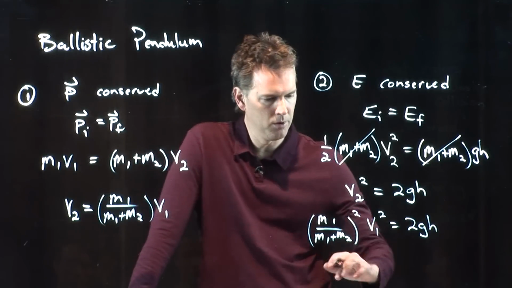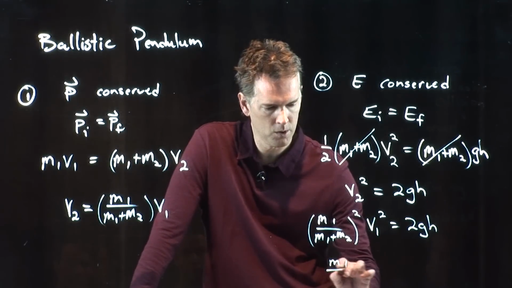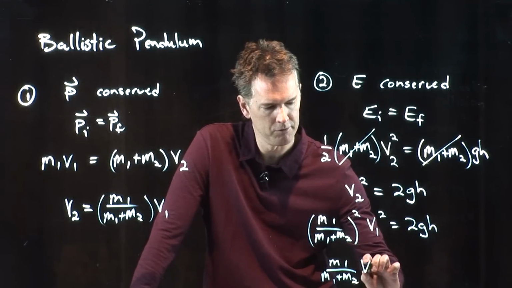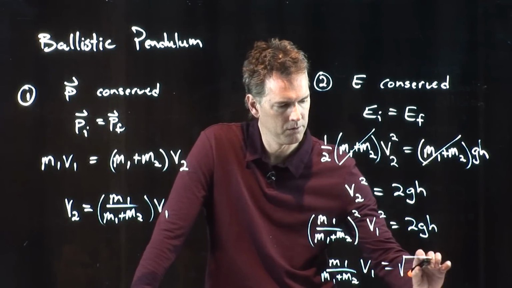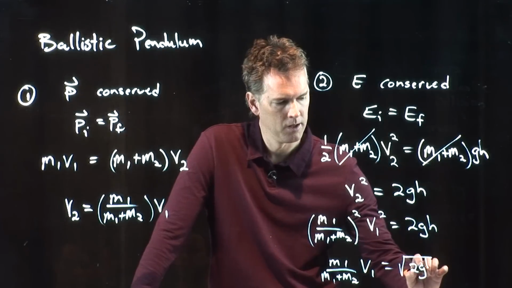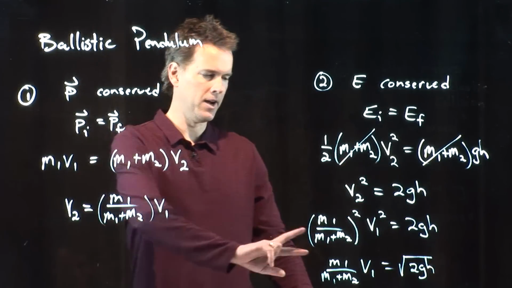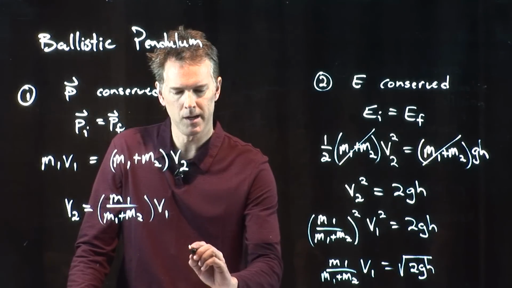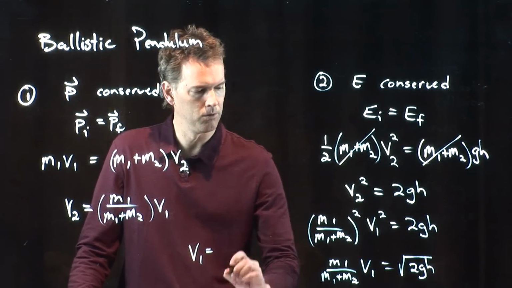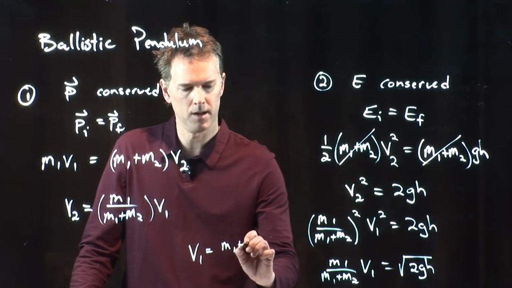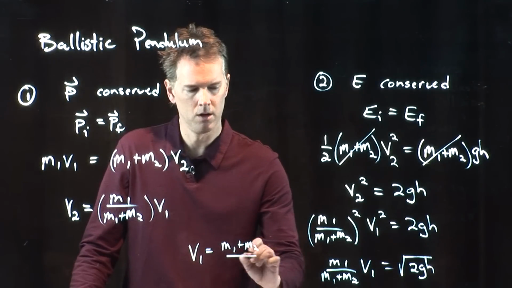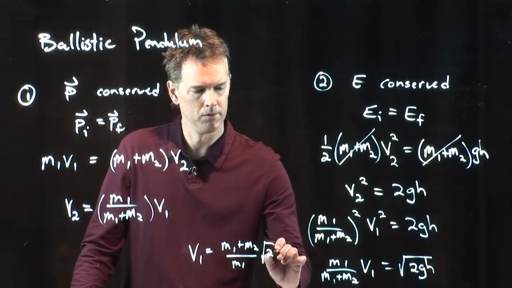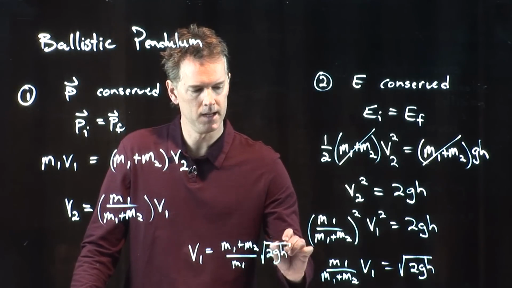Let's take the square root of both sides. M1 divided by M1 plus M2 times V1 equals the square root of 2GH. And finally, I want to multiply by the inverse of that, and we'll move it over here. We get V1 equals M1 plus M2 all over M1 times the square root of 2GH.